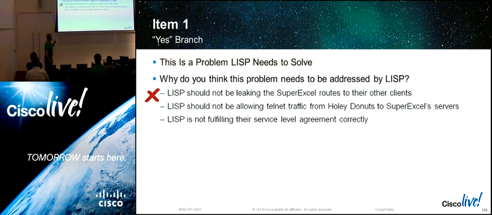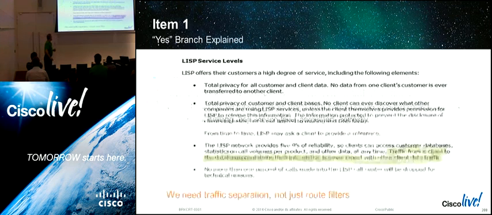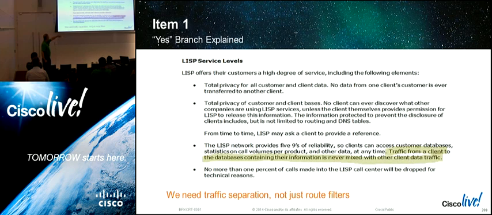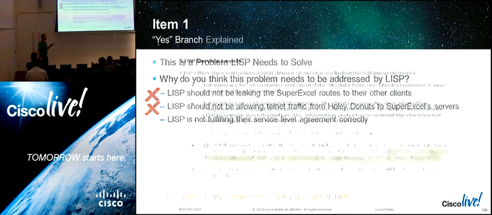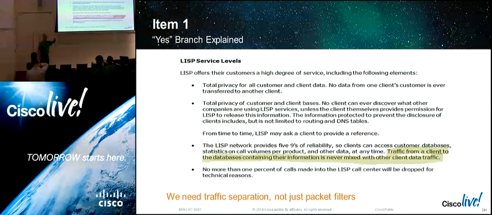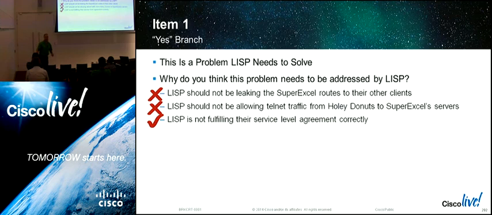Well, if you choose the first one, that's only half the answer, right? Because they're leaking traffic and routes, so they need traffic separation, not just routing separation. Same thing if it's the telnet traffic. They're supposed to provide traffic separation, but we also have the requirement for the route separation. So the only right answer here is that they're not fulfilling the service level agreements at all, period, right?